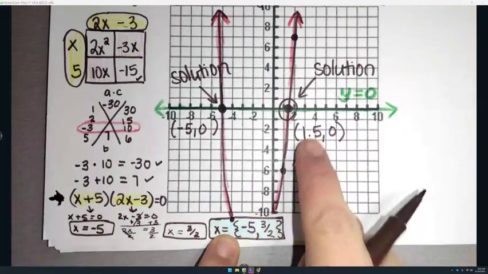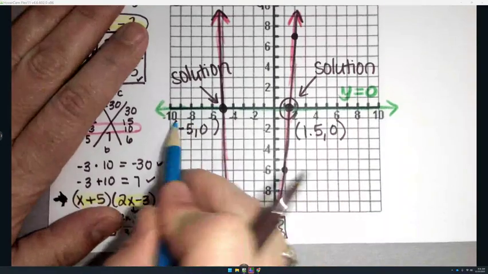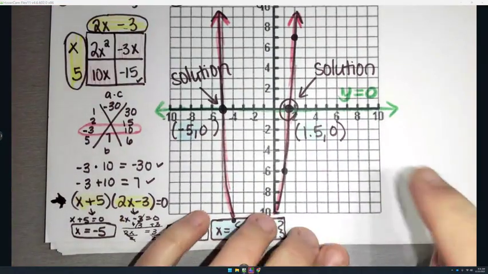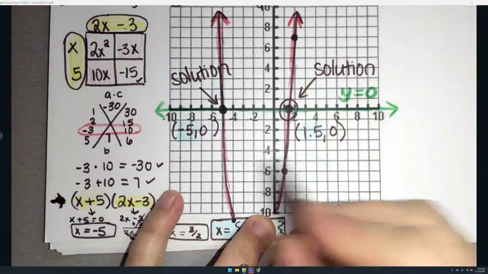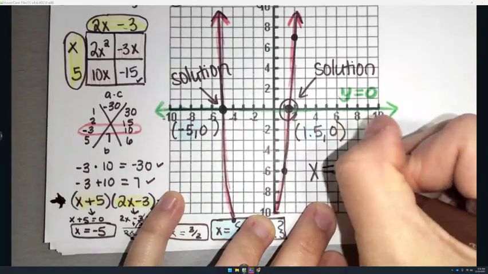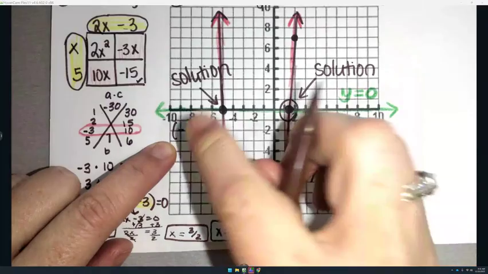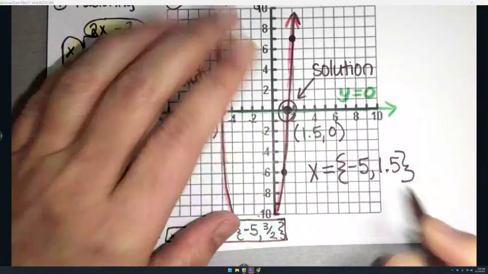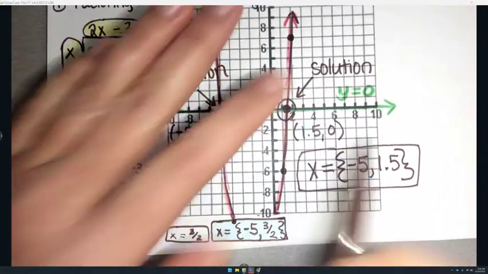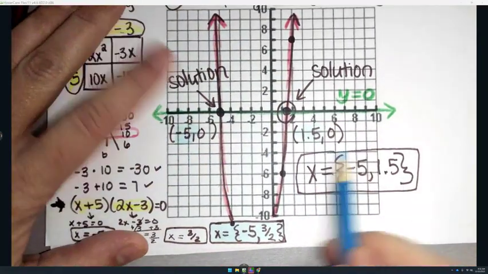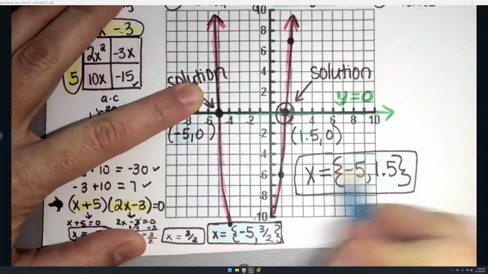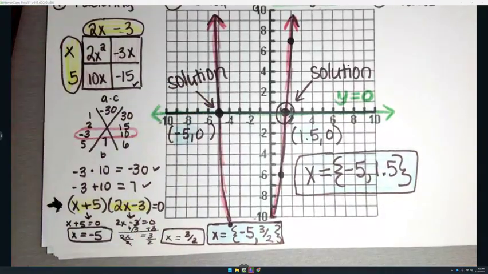Negative 5 and 1.5 is the same thing as this. But you do need to know that the solution for the graph is not the coordinate points. It's still the same thing. X is equal to negative 5 and 1.5. So when you look at the graph to solve, you're looking where they intersect, and your answer is those x values.